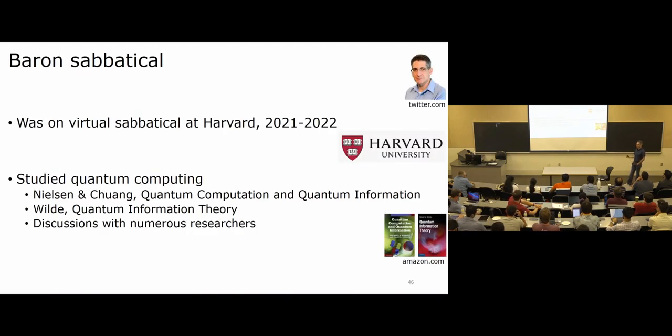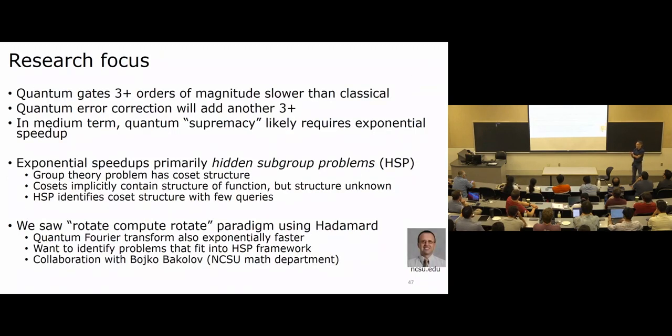So there's more. Again, I was on sabbatical 2021-2022. Technically at Harvard, I was remote, and I was studying quantum computing. I read this green book by Nielsen and Chuang, and this red book by Mark Wild. And I also had discussions with numerous researchers and watched YouTube videos and read articles, you name it. And my research focus is based on the observation that the quantum gates are 3 or more orders of magnitude slower than classical gates. Additionally, the quantum gates are noisy. And because of that, you need quantum error correction. And it's currently believed that error correction will add 4 or 5 orders of magnitude overhead, at least 3.